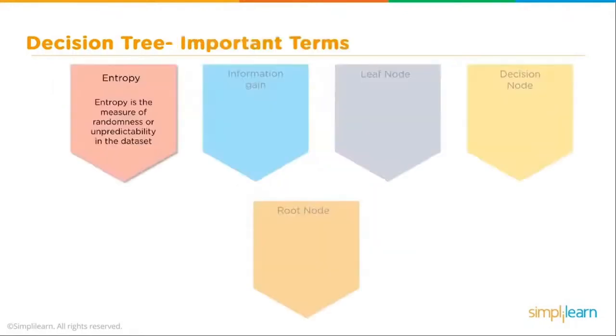These are very important terms to know because they are central to understanding the decision tree and working with it. The first is entropy. Everything on the decision tree and how it makes a decision is based on entropy. Entropy is a measure of randomness or unpredictability in the data set. Then they also have information gain, the leaf node, the decision node, and the root node. We'll cover these other 4 terms as we go down the tree, but let's start with entropy.